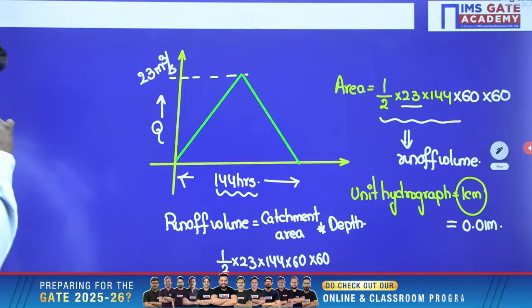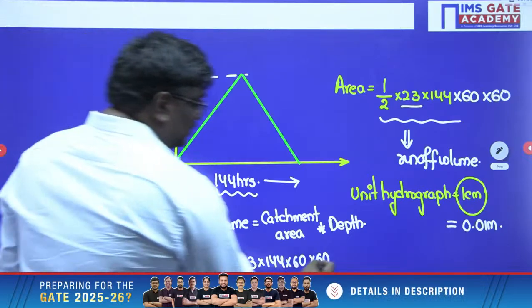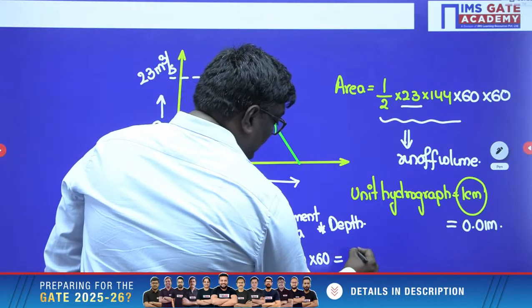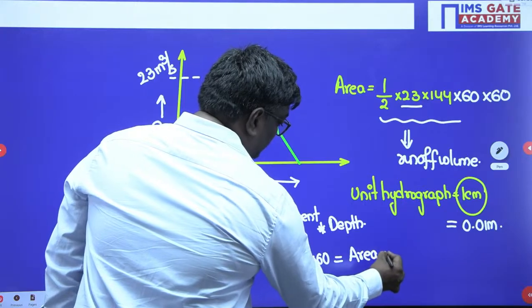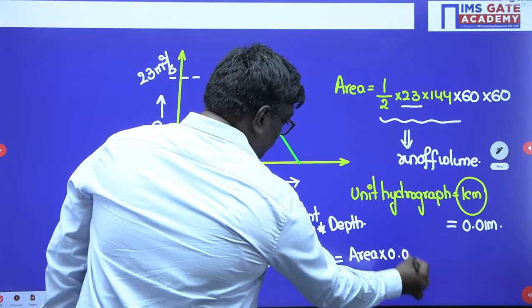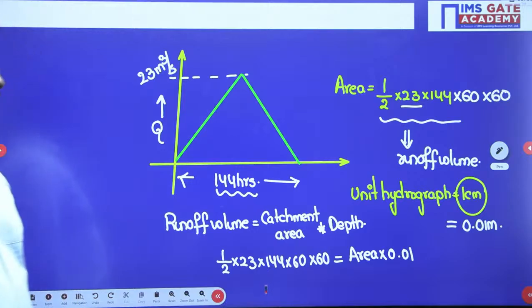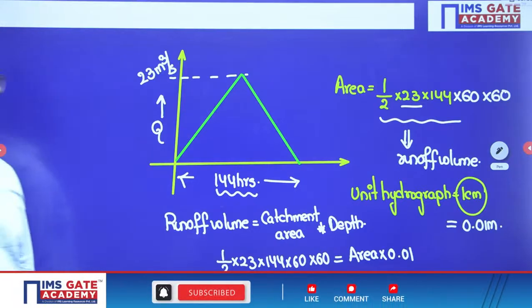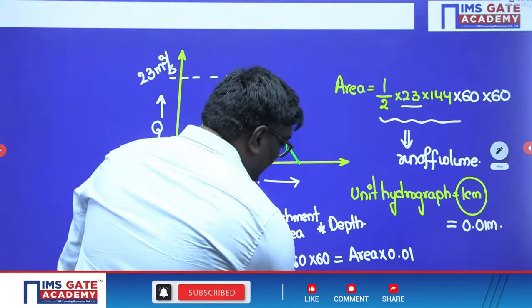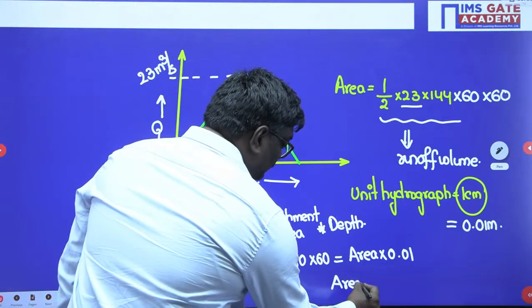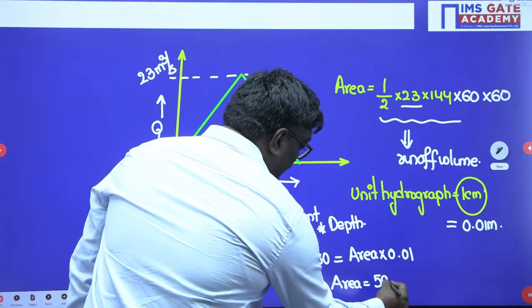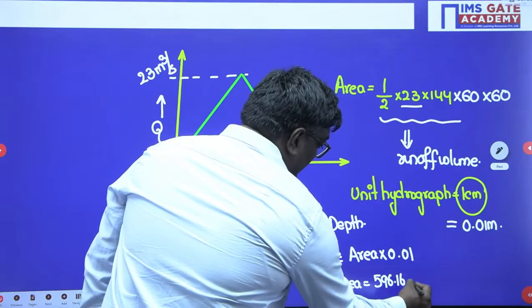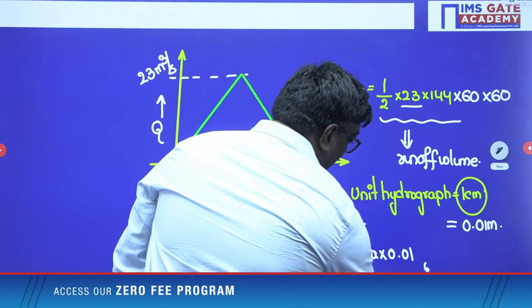Yes or no? Area, catchment area into depth is how much? 0.01. Yes or no? So if you solve this, you will get the area as 596.16 into 10 power 6 meter square.